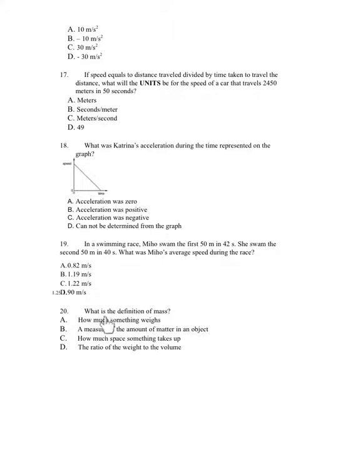Number 20. What is the definition of mass? A. How much something weighs. B. A measure of the amount of matter in an object. C. How much space something takes up. D. The ratio of the weight to the volume.